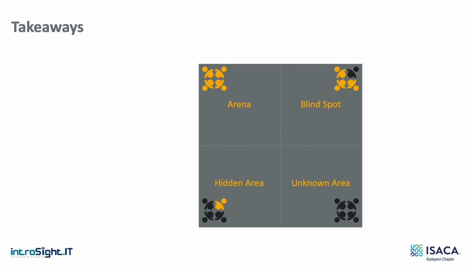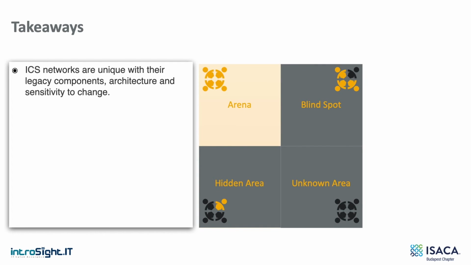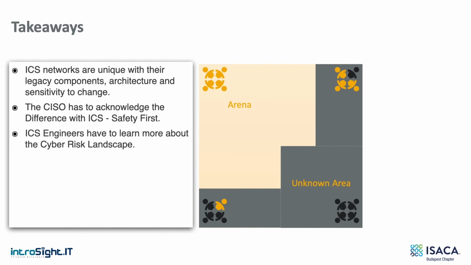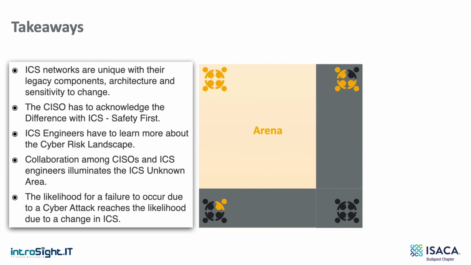As we are approaching the end of this talk today, let's summarize what is really important. ICS networks are unique with their legacy components, architecture, and sensitivity to change. The CISO has to acknowledge the difference with ICS, safety first. ICS engineers have to learn more about the cyber risk landscape. Collaboration among CISOs and ICS engineers illuminates the ICS unknown arena and thus minimizes the threats from external attackers.